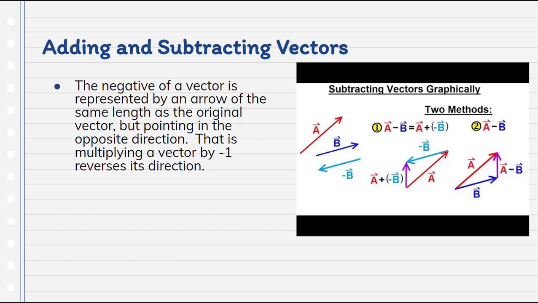Now I'm not going to show you a specific example of this, but a negative of a vector can be represented by an arrow of the same length as the original vector but pointing in the opposite direction. So you'd be able to subtract vectors as well if the particular vector movement was going in the opposite direction on either the x or the y axis. You would just subtract rather than add like we did in the previous problem.